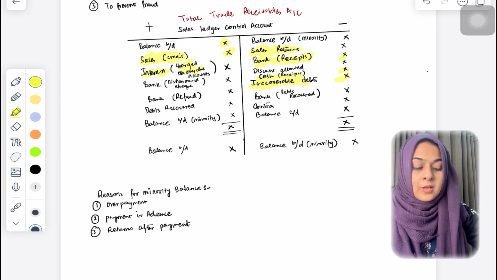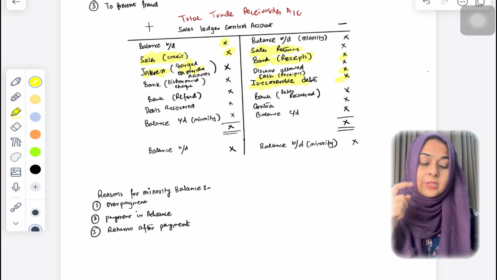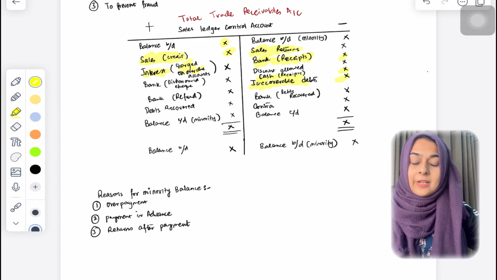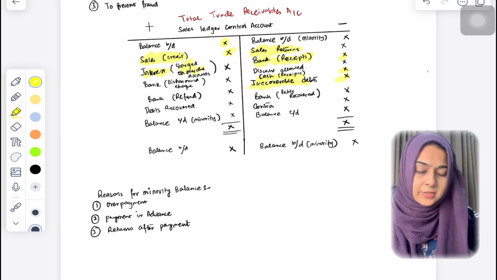So interest will basically increase my asset. The double entry for this would be trade receivable account debit, interest account credit. Interest in this case would become an income.